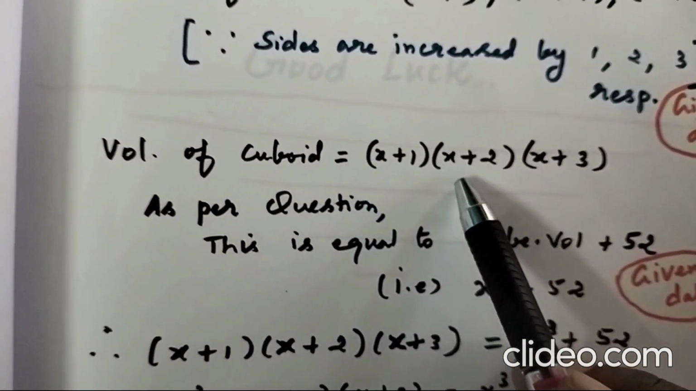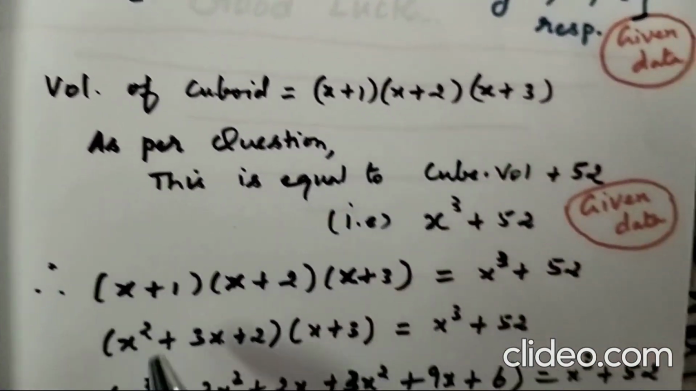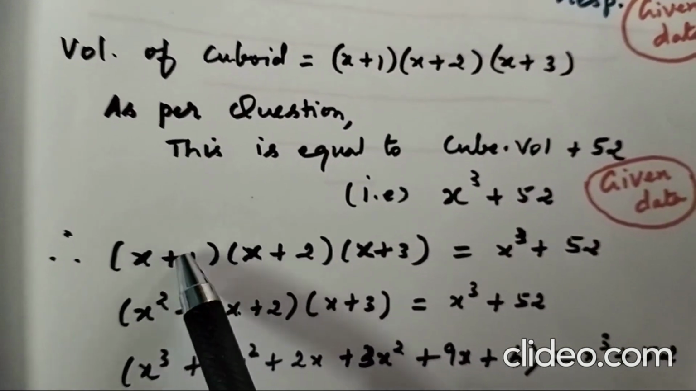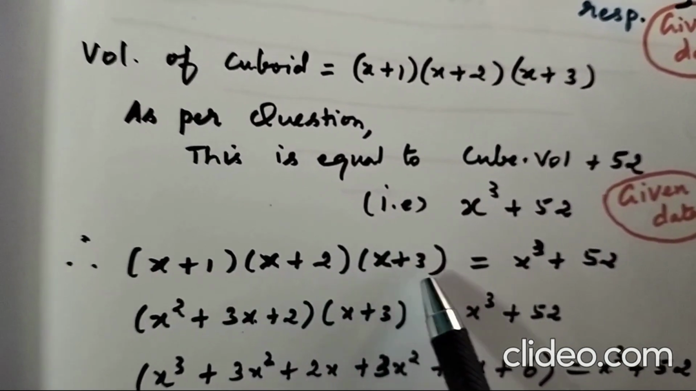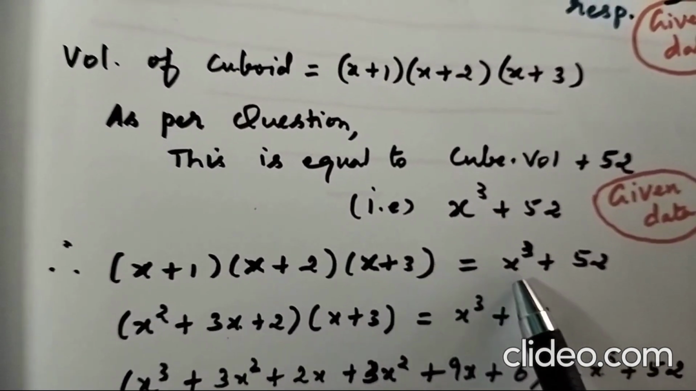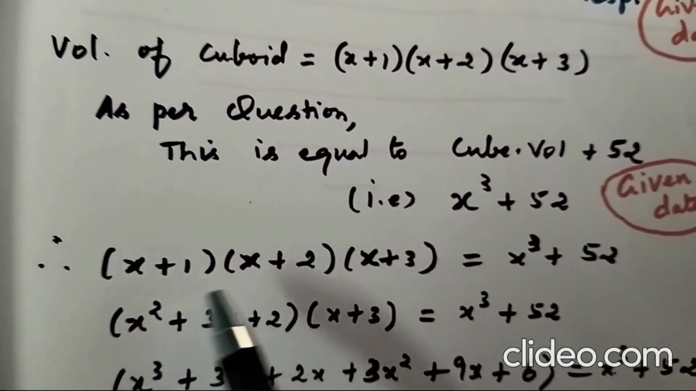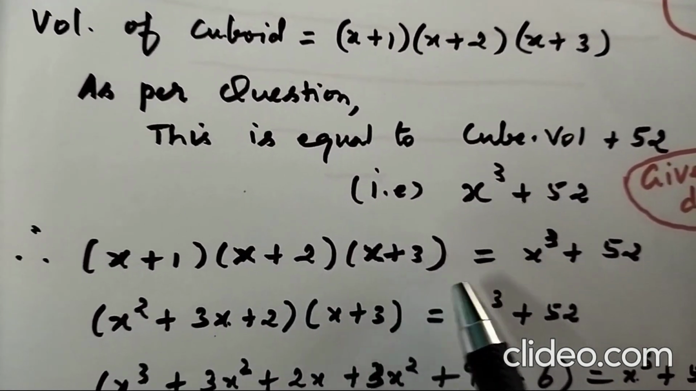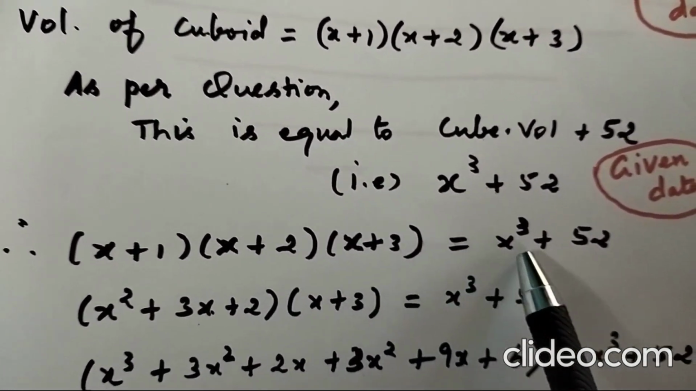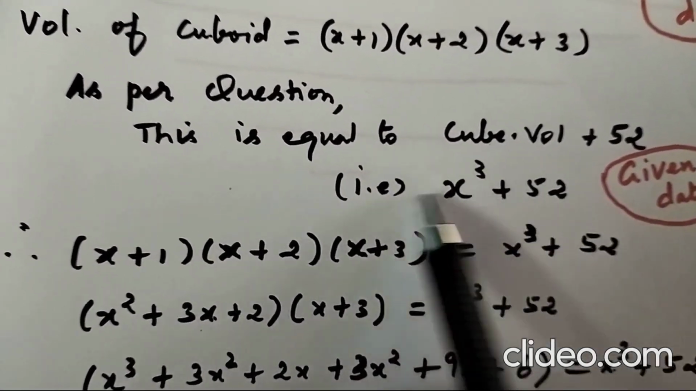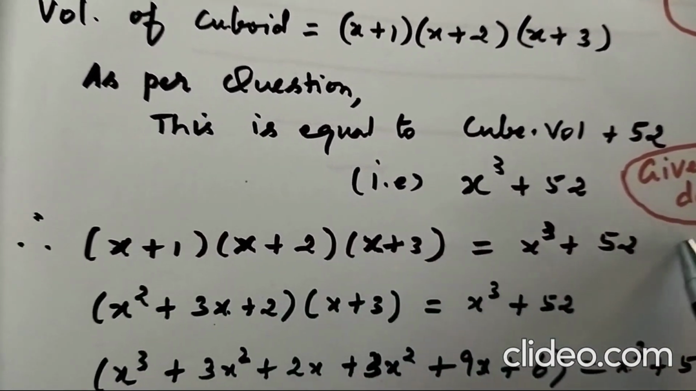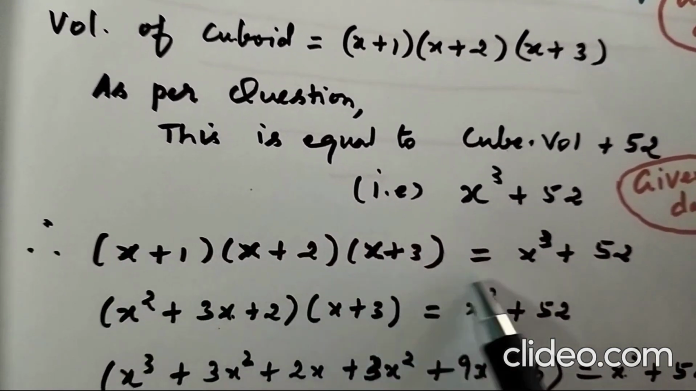x plus 1 into x plus 2 into x plus 3. Therefore, these two are equal. Volume of the cuboid as per the formula is equal to volume of the cuboid as per the second given data in the question. So x plus 1 into x plus 2 into x plus 3 is equal to x cube plus 52. So this is the formation of the equation as per the given data.